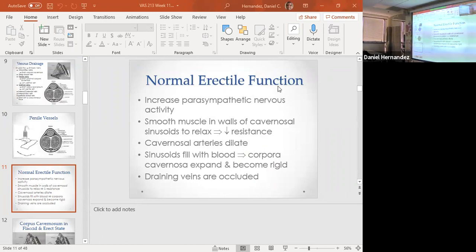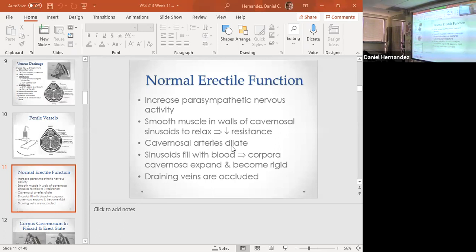So with normal erectile function, we have an increase in parasympathetic nervous activity. This leads to the smooth muscle walls of the cavernosal sinusoids to relax and lower resistance. That lower resistance allows those sinusoids to fill and become engorged with blood. So now a drop in resistance within that tissue allows for increased arterial blood flow to enter into those sinusoids.